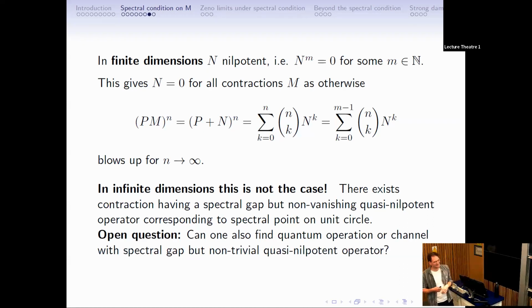So this is not really connected to quantum theory: it's a contraction operator on some Hilbert space, where we can show that the quasi-nilpotent operator is not equal to 0. But we were not able to find a quantum operation or channel which has a spectral gap but a non-trivial quasi-nilpotent operator. If people are interested in constructing this, it would be cool to see. I was not able to.